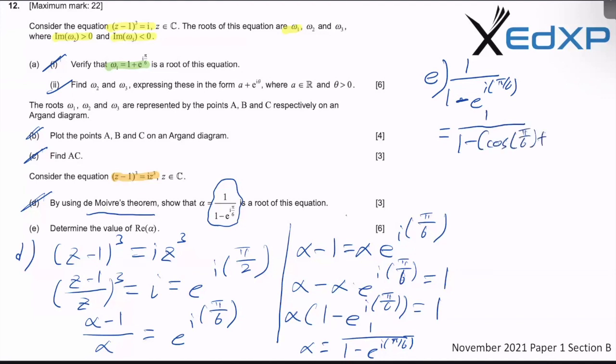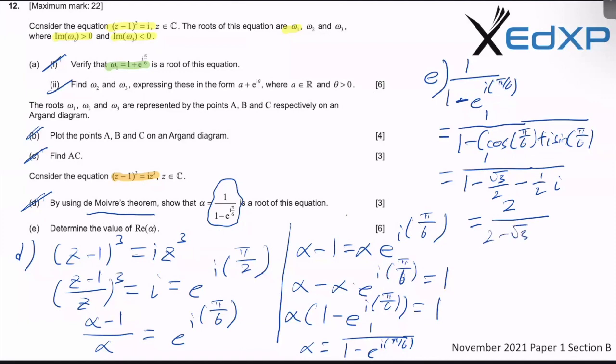We have cos pi over 6 plus i sine pi over 6. And the denominator becomes 1 over 1 minus cos 30 degrees. So that's root 3 over 2 minus half i. Okay, starts to simplify. So if I multiply everything by 2, I get 2 over 2 minus root 3 minus i.